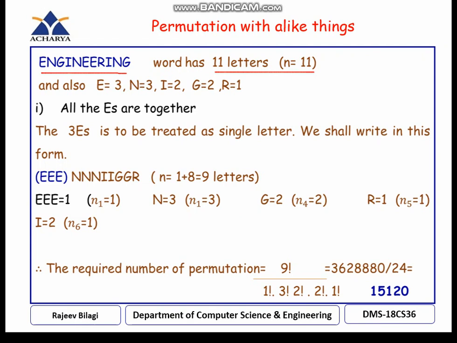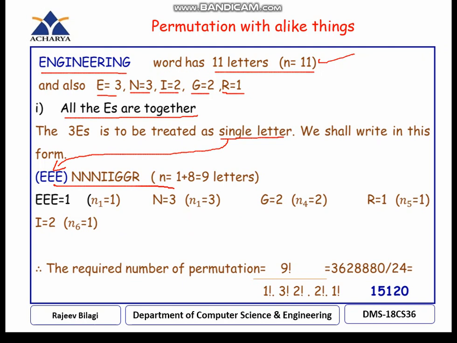The word engineering has 11 letters, that is N is equal to 11, with E is equal to 3, N is equal to 3, I is equal to 2, G is equal to 2, R is equal to 1. So when all E's are written together, I will treat this as one single letter. If you look here, I have written all these 3 as a single letter, so that is why I have taken E is equal to 1.